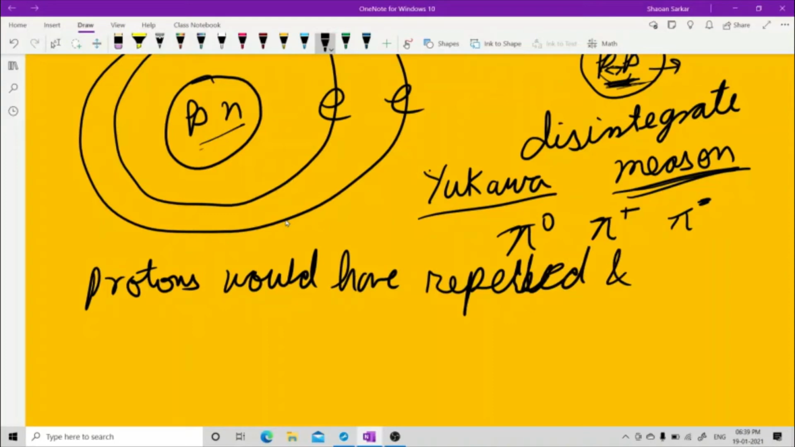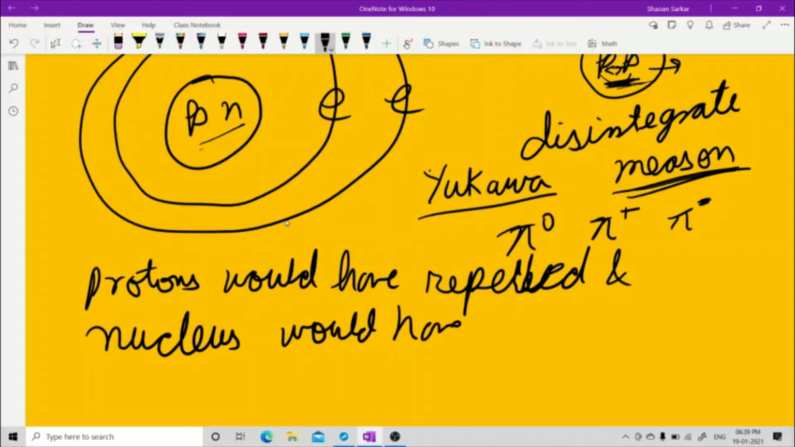and the nucleus disintegrated. Wait a minute, let me write it clearly. Now the point is here.